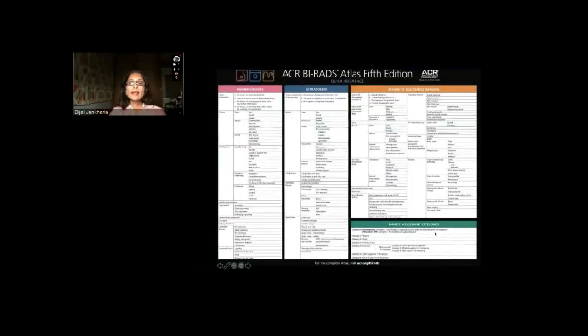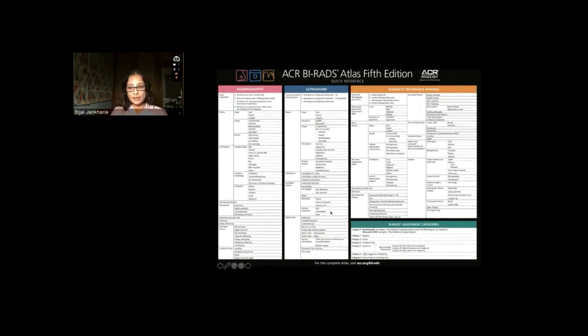If we look at the ACR BI-RADS, it tells us the lexicon to be used, and this is a lovely cheat sheet which anybody can download from acr.org. You type in BI-RADS and you will get this. A good idea is to just print it out, and nowadays a lot of ultrasound people even have the BI-RADS software incorporated into the breast ultrasound machine.